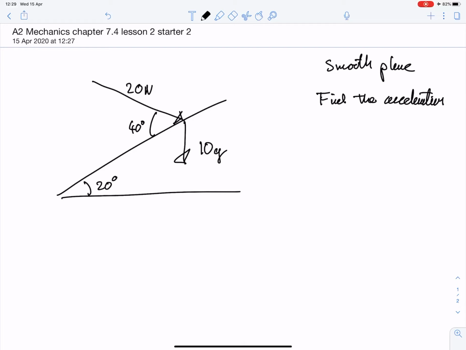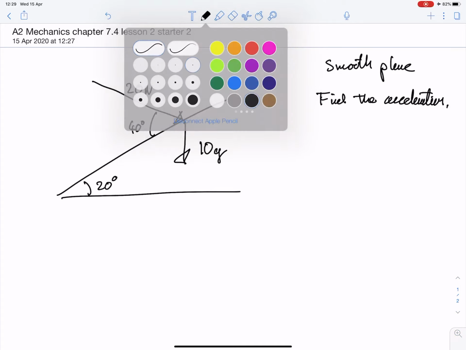So, have a quick go at that while you pause this, and then obviously when you turn it back on, the answer will follow. So here we are with the answer.